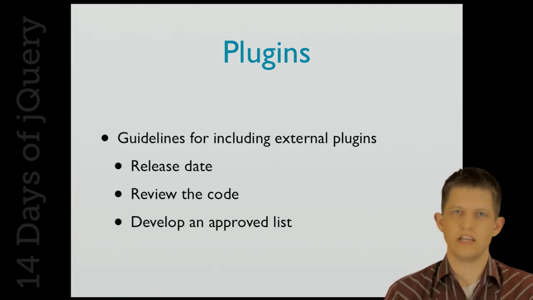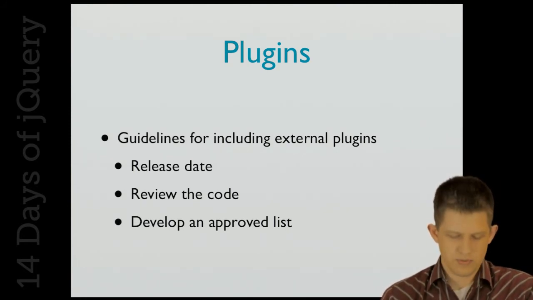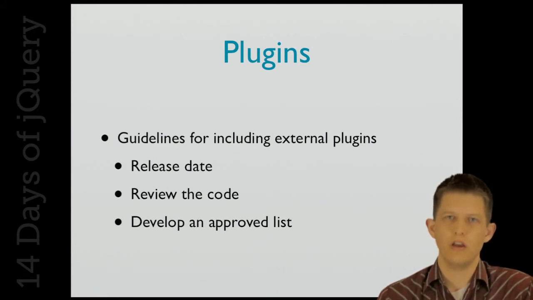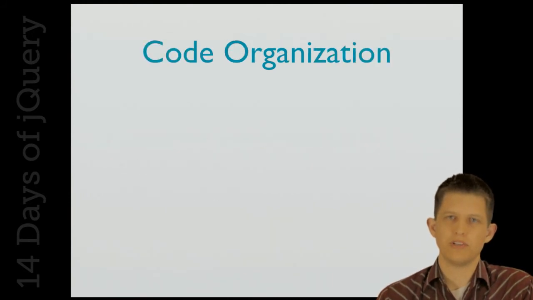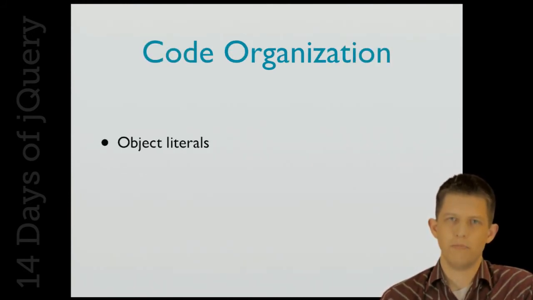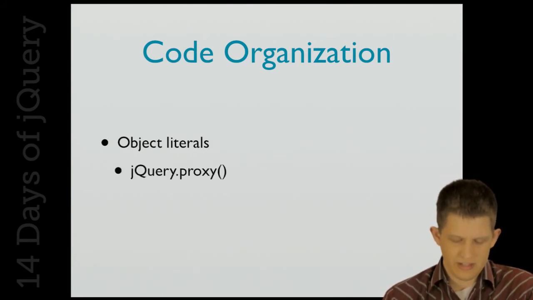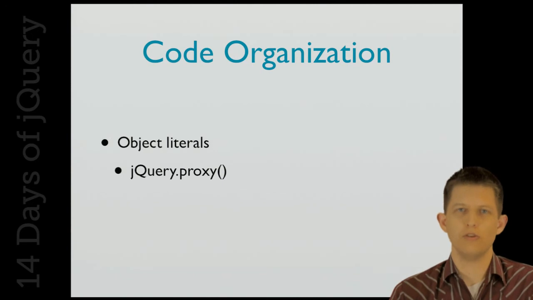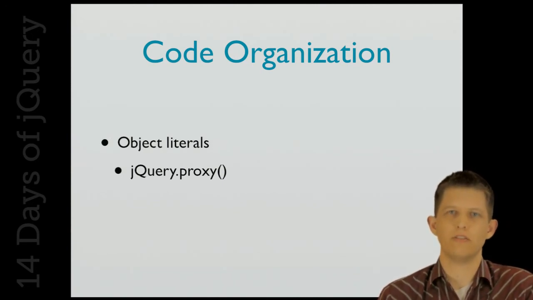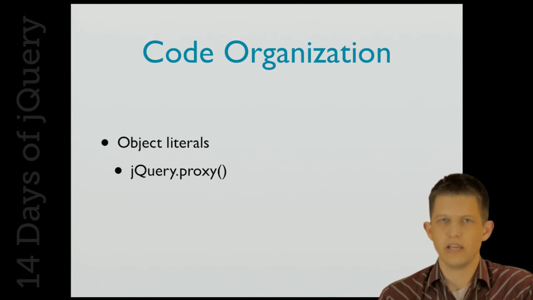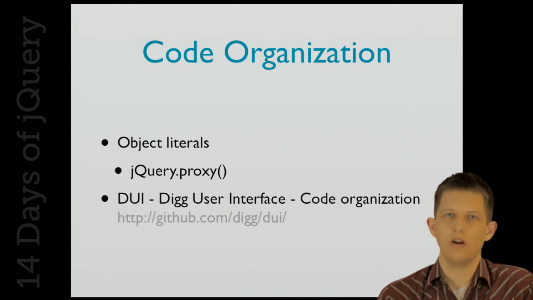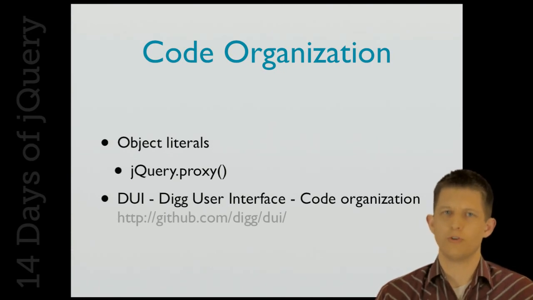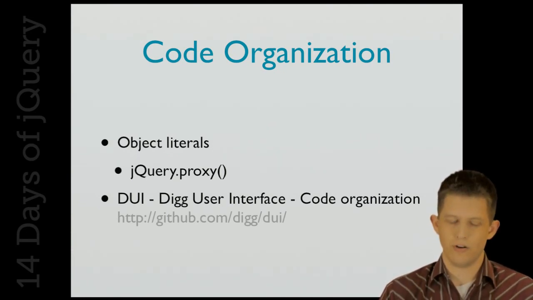And finally, code organization. Object literals is a very nice pattern, specifically with the new jQuery proxy method, which gives you a nice way to work with that type of interface. There's been a number of presentations on the object pattern itself by Rebecca Murphy, for example. And then finally, the DUI or Dig User Interface. This is a newer advancement, separate from the jQuery project itself, but something that really may be worth taking a look at. It's a very concise library that provides a nice pattern for wrapping up and encapsulating a series of functionality in a more traditional programming pattern.